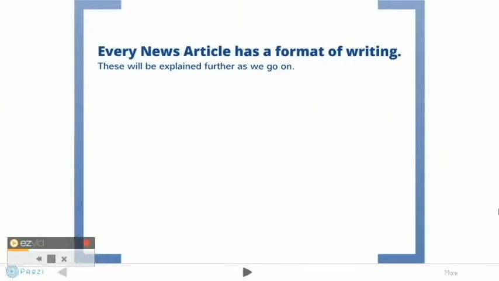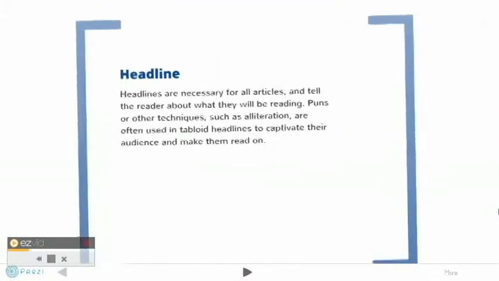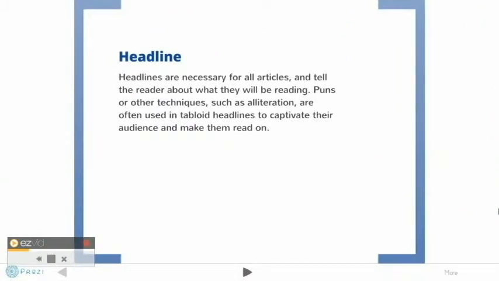Newspapers usually follow a certain layout or structure. Headline. Headlines are necessary for all articles and tell the reader about what they will be reading. Puns or other techniques, such as alliteration, are often used in tabloid headlines to captivate their audience and make them read on.